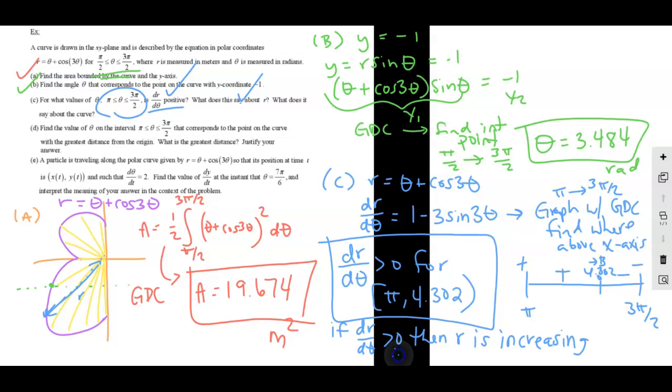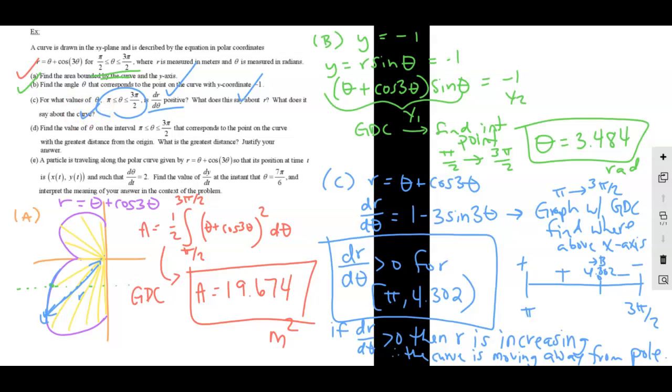Since r was increasing, that means the curve is moving away from the pole. That's kind of the opposite of what we saw in the last one. If dr/d theta was negative, that means r was decreasing, and it would be doing something like this, where it's coming back towards the pole. But here, since r is increasing, it's got to be on a stretch like this, where that distance to the pole is increasing. It's moving more away from the pole. All that's done.